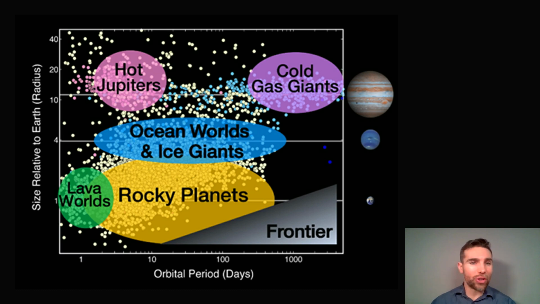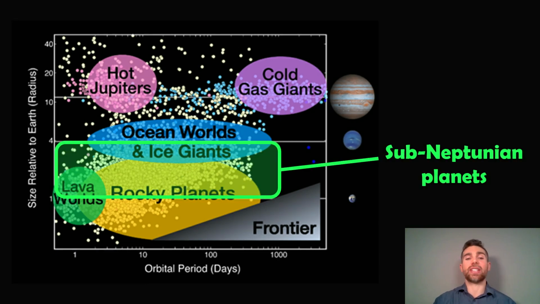So you've got hot Jupiters, cold gas giants, ocean worlds, rocky planets, all those sorts of ones. But the ones we're really interested in for this particular video are ones that sit around here. These are your sub-Neptunian planets. So here you've got the orbital period of planets and then the size in Earth radii on the y-axis, and they can exist kind of anywhere really, any orbital period, so close to the star, further away from the star. But sub-Neptunian planets basically are between the size of Earth and Neptune, hence the name.